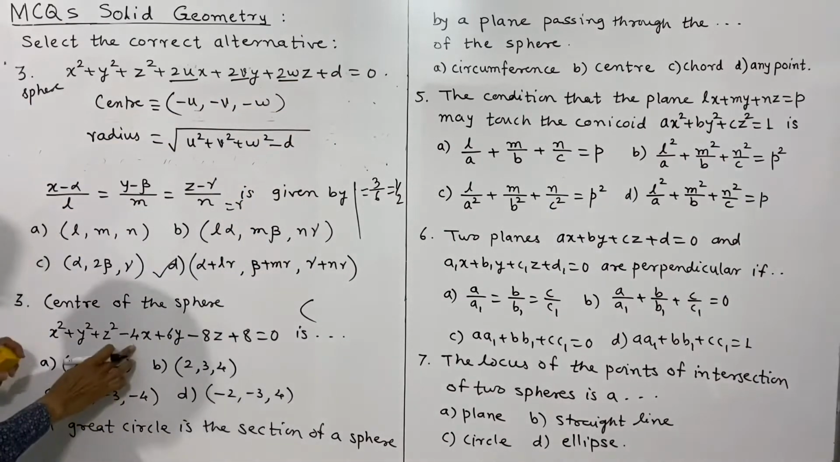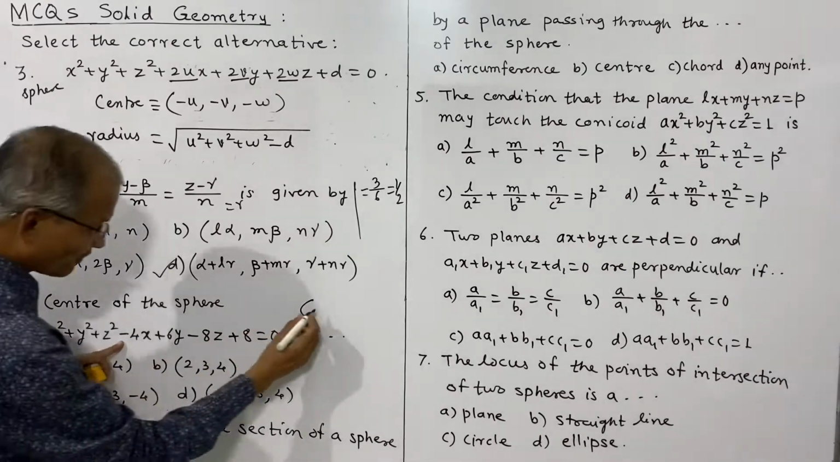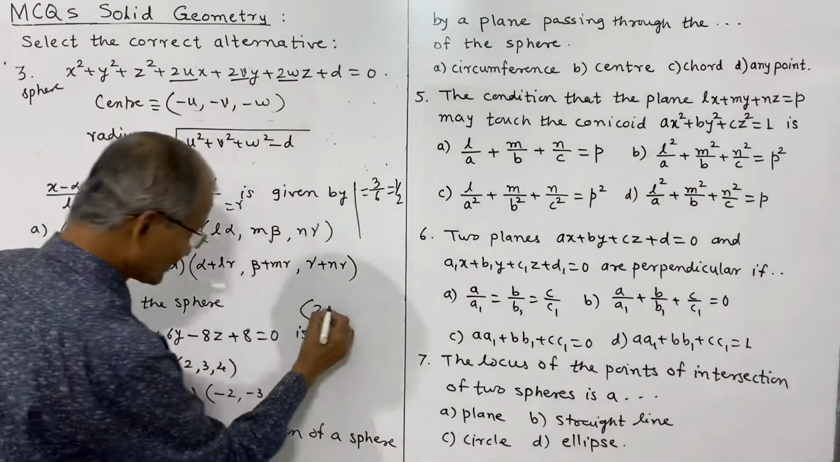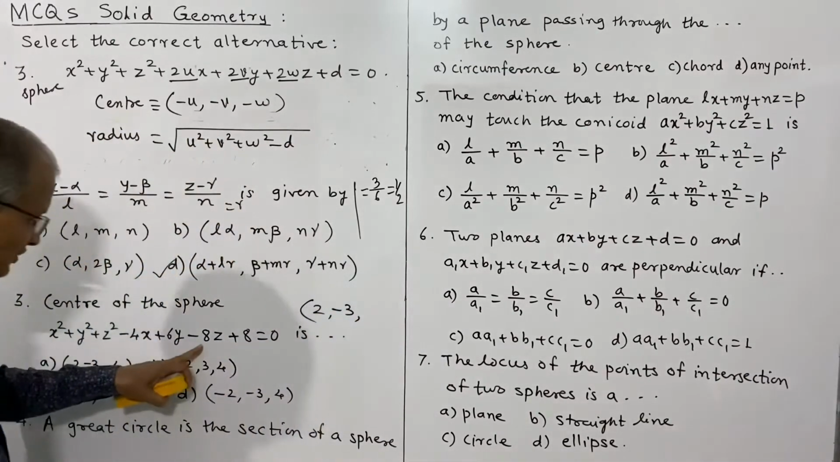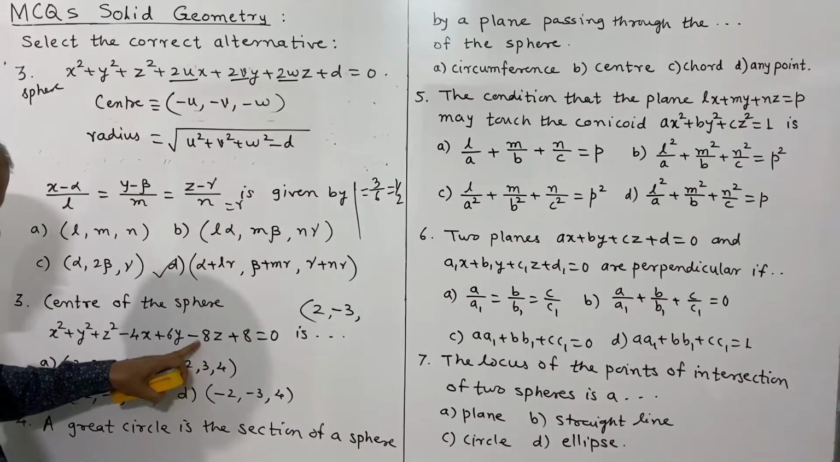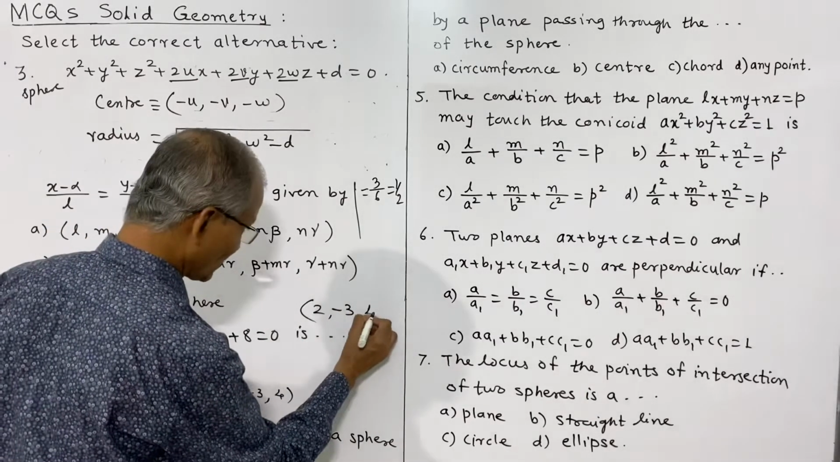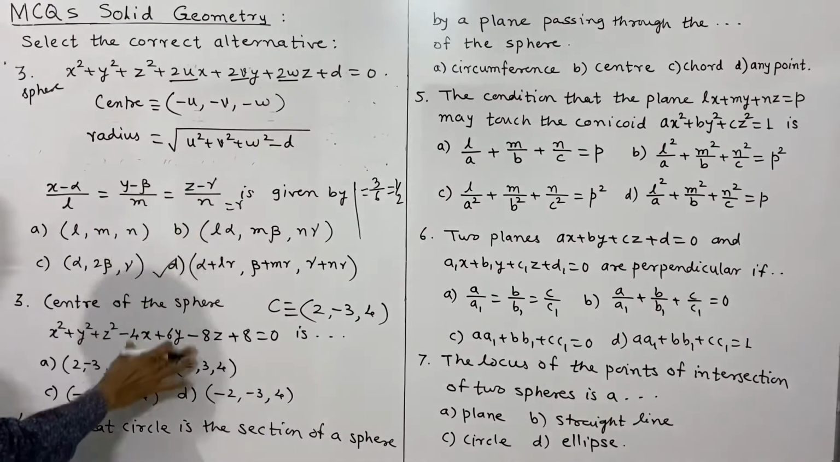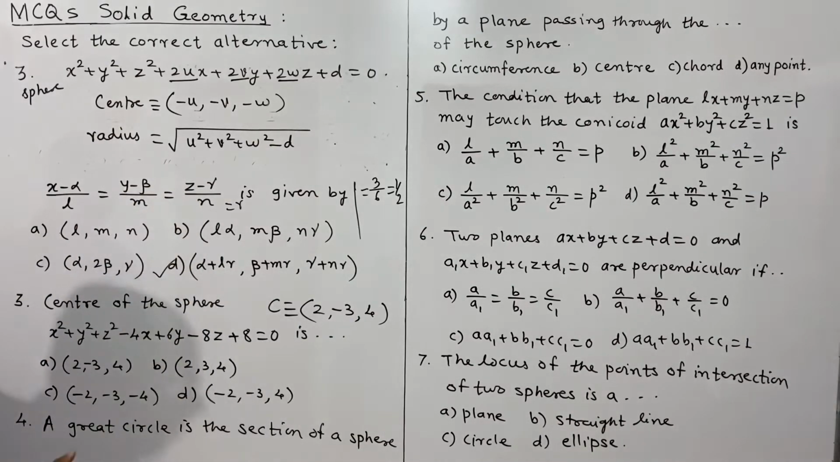So if you divide this coefficient by minus 2 we get 2, divide the coefficient of y by minus 2 we get minus 3, and divide the coefficient of z, which is minus 8, by minus 2 we get 4. So this is the center by this formula. Radius is not asked, but radius we can obtain in a similar way.